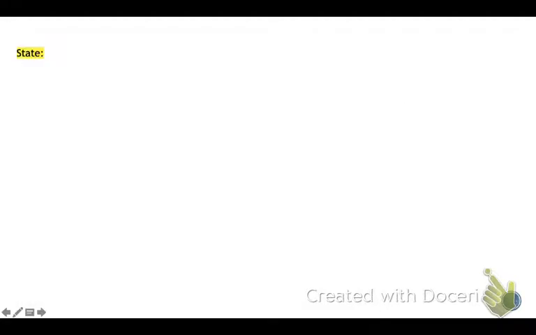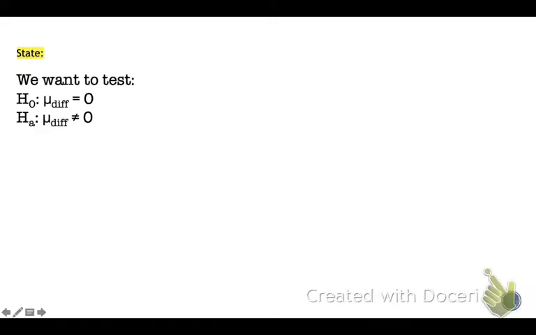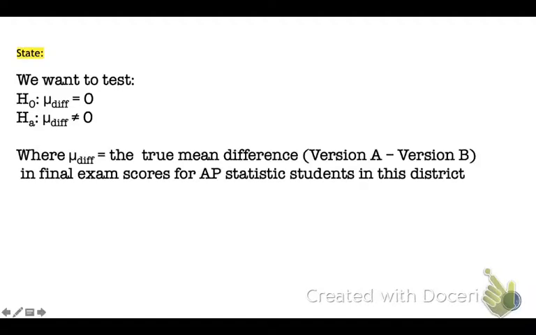So let's state what we are doing here. So we want to test our null hypothesis that the mean difference is equal to 0, whereas the alternative would then be that it's not equal to 0. We're not sure which one's more difficult or easier, etc. And now I've got to explain what that mean difference is, where the mean difference is equal to the true difference of version A minus version B in final exam scores for AP Stat students in this district, using alpha equals 0.01.